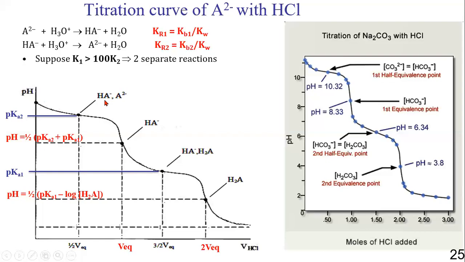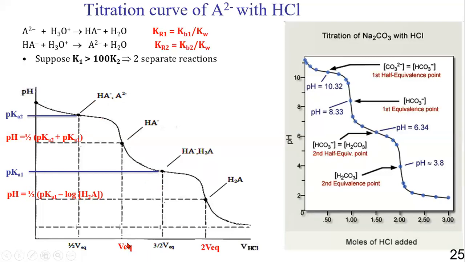Now notice, pKa2 starts first and then pKa1. Why? Because look at these two species, HA⁻ with A²⁻. What Ka dictates these two species? Yes, pKa2. And look at these two species, HA⁻ with H₂A. Which Ka dictates these two species? Yes, pKa1.